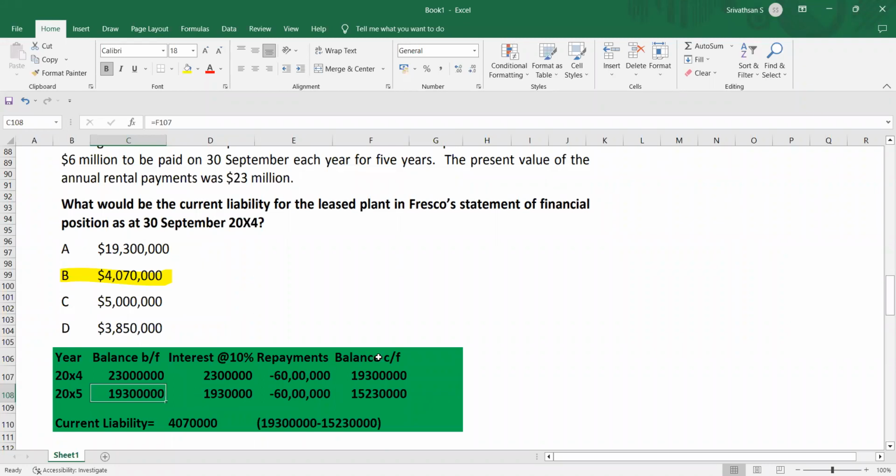See, at the end of year 2014, we have a liability of 19.3 million. But at the end of year 2015, we have a liability of only 15.23 million. So during this period, from 14 to 15, your liability has been reduced. It means that you have paid a portion of your liability. So the difference between these two numbers will be your current liability portion. That is, the difference between 19.3 million and 15.23 million will come to 4.07 million, and that is the right answer. Option B is the right answer in this question.